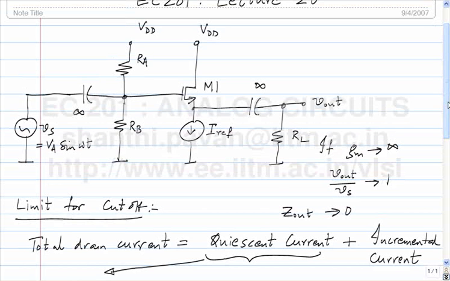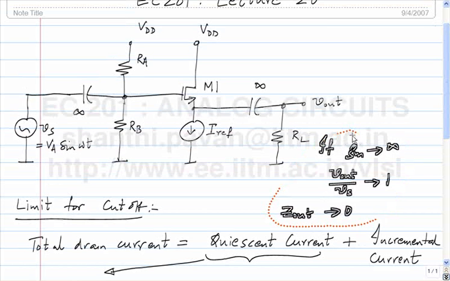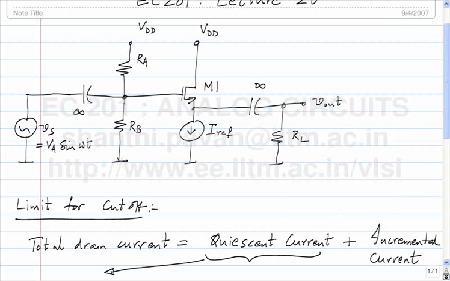What is the incremental equivalent circuit? The incremental equivalent circuit is, what happens to VDD? Ground. What happens to the current source? Open. The capacitor? Short. So this is RL. This voltage simply becomes Vs. Okay. What do you think?